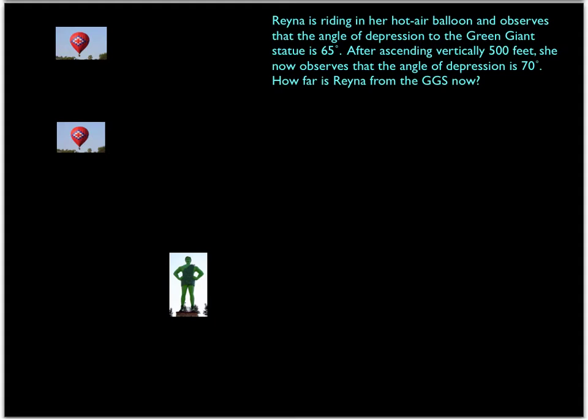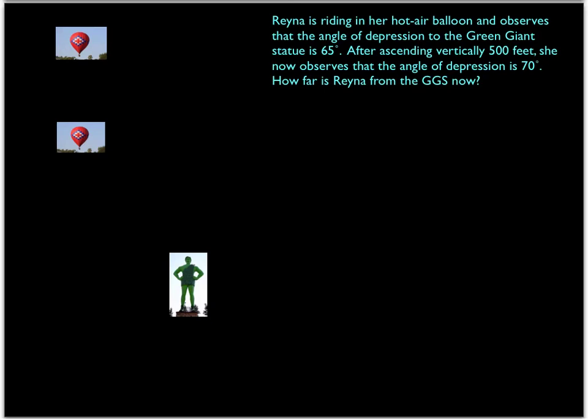So there's a pretty easy example for the law of sines. Now let's look at a real life situation. Let's say that Raina is riding in her hot air balloon and observes that the angle of depression to the green giant statue is 65 degrees. And then she goes up 500 more feet, and now the angle of depression is 70 degrees. So how far is she from the green giant statue now, GGS?